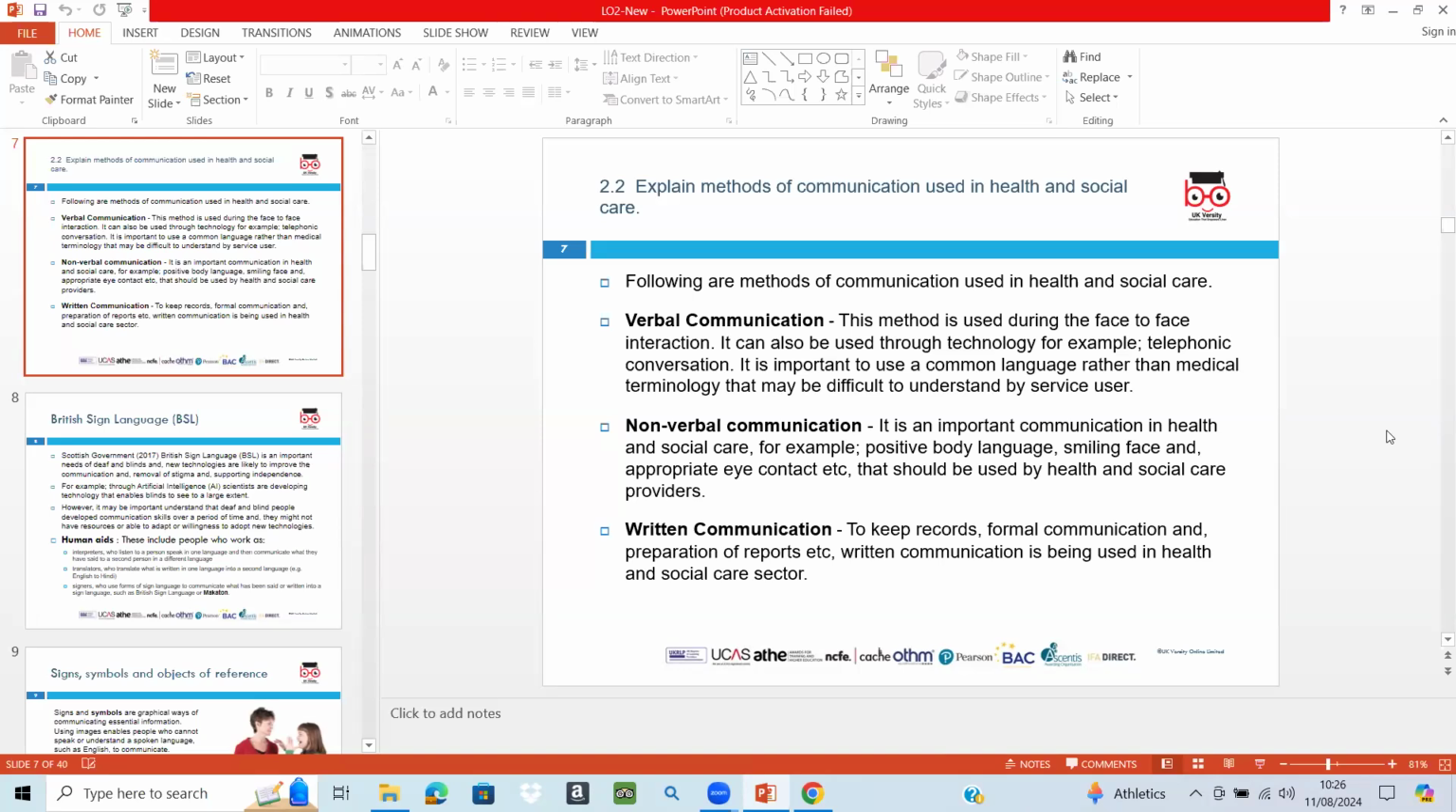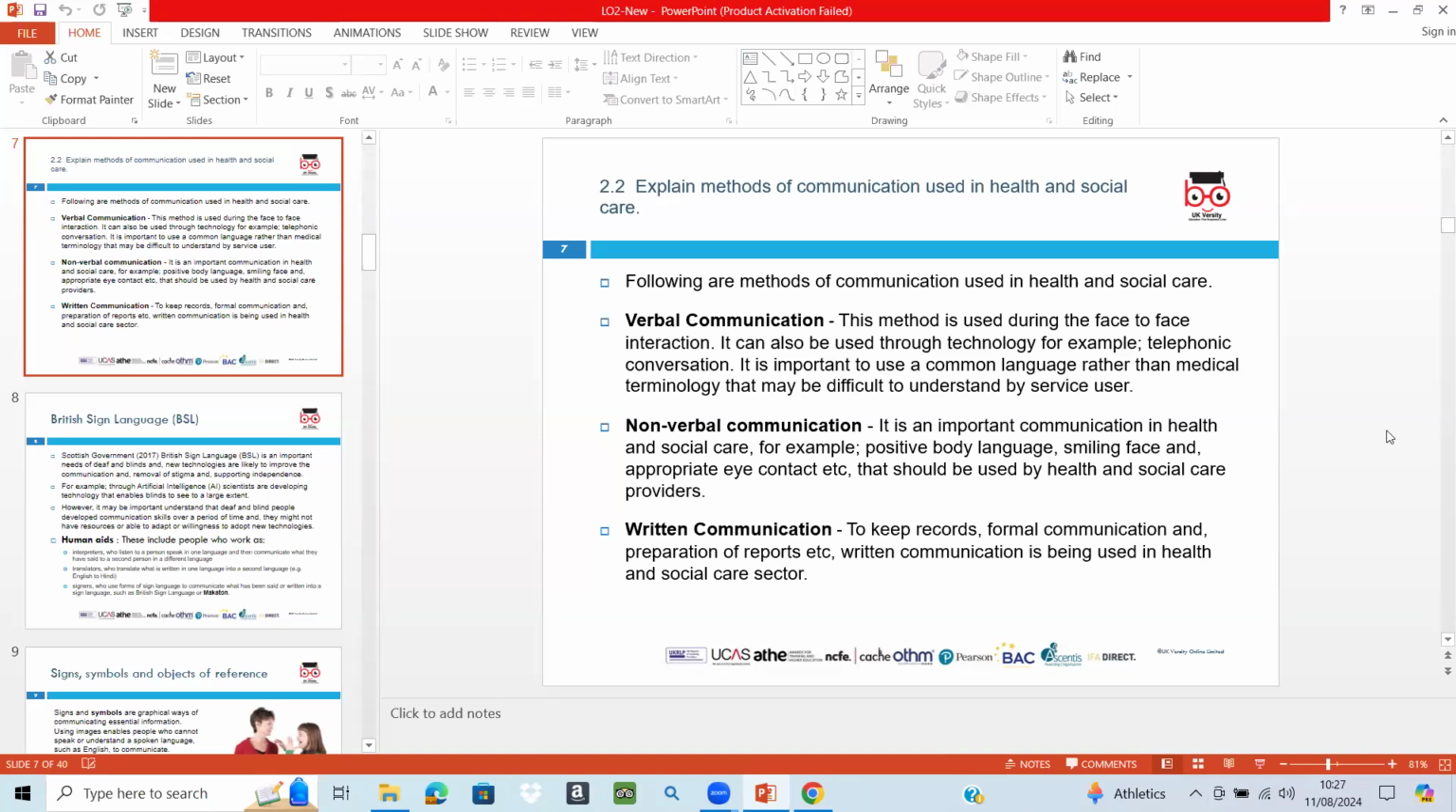Then we have non-verbal communication. Non-verbal communication includes body language, facial expression, and eye contact. These cues can reinforce or undermine what you are saying. As an example, maintaining eye contact and nodding while a patient speaks shows that you are engaged and listening, which can make the service user feel heard and respected. Conversely, crossing your arms or looking away might make the service user feel dismissed or unimportant.